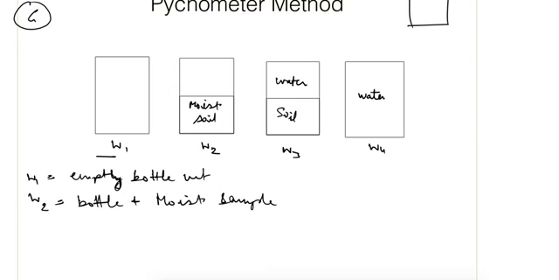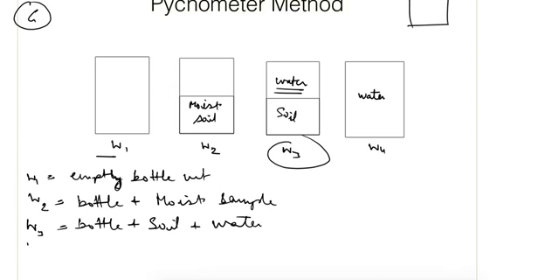And W3 is the rest of the part which is there in the bottle. We fill it with water, and so some air may be there on the top of it. So for removing that air, we can apply vacuum, or we can shake the bottle and then heat it up a little so that air will go out. And after removing that air, we take the weight W3. So W3 is equal to the bottle plus soil plus water.